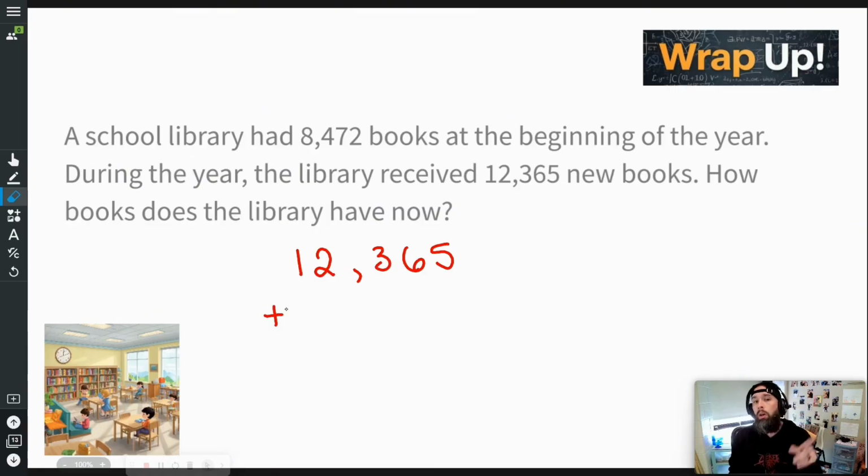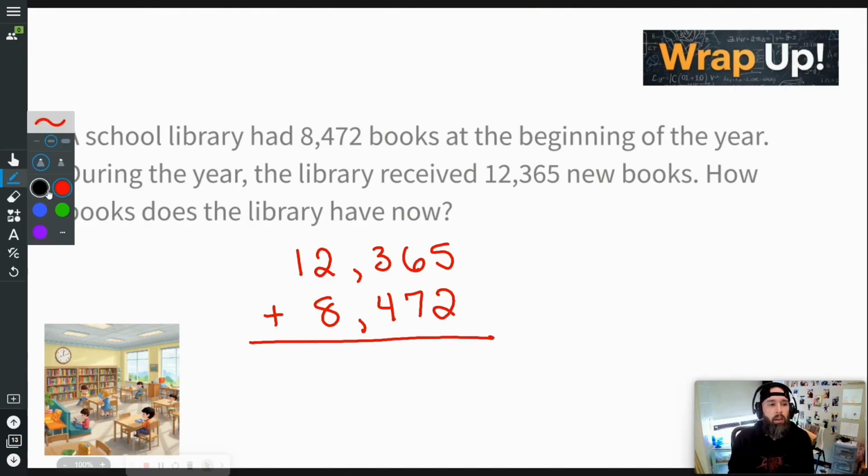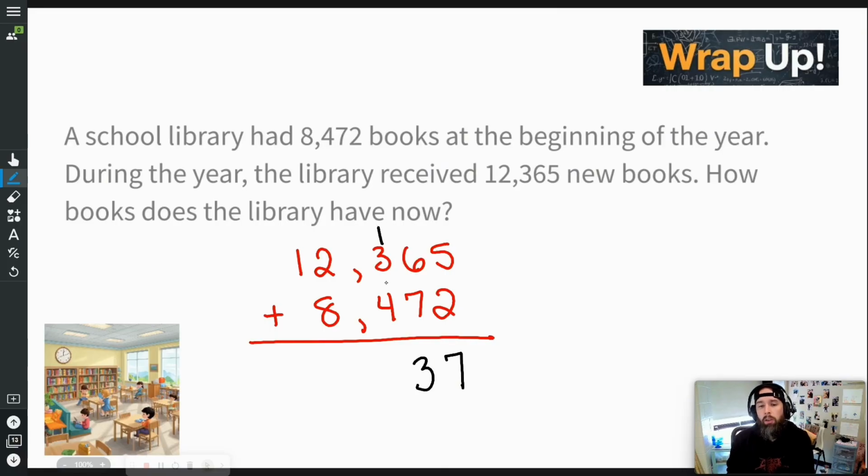Now make sure you line these numbers up. 8,472. See how the commas are lined up all nice? You don't want to take that away. Don't change that anytime soon. All right, start all the way to the right. 5 plus 2 is 7. 6 plus 7 is 13. Write out your 3, carry the 1.